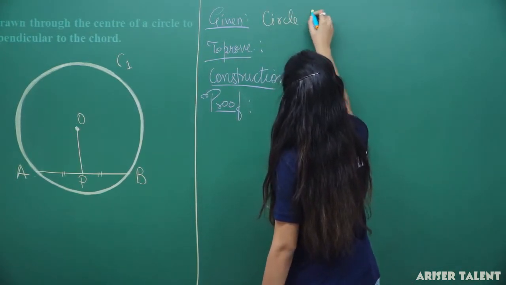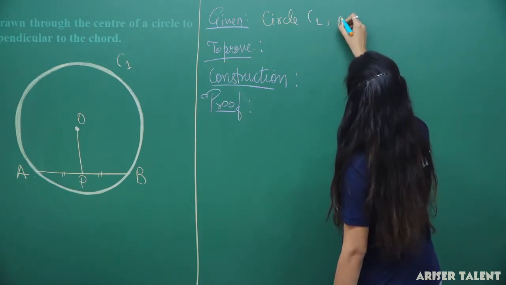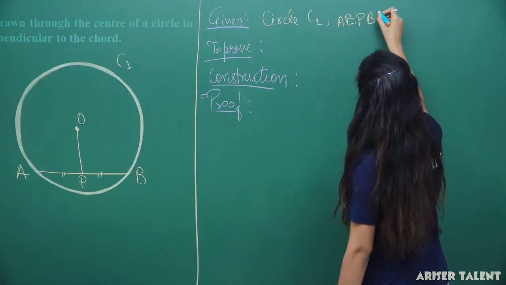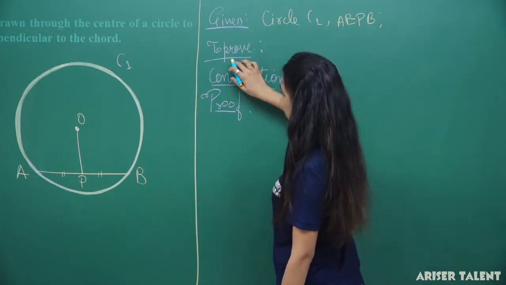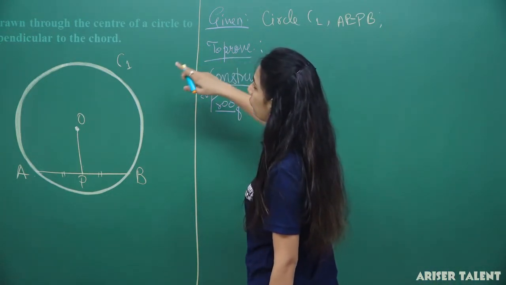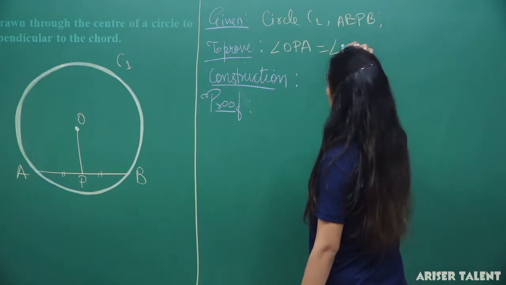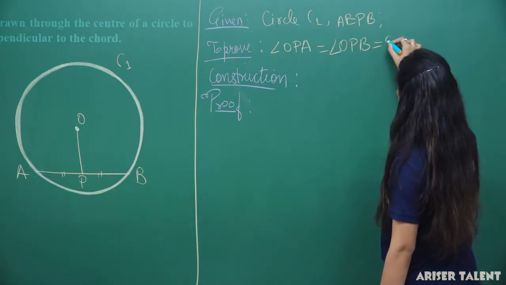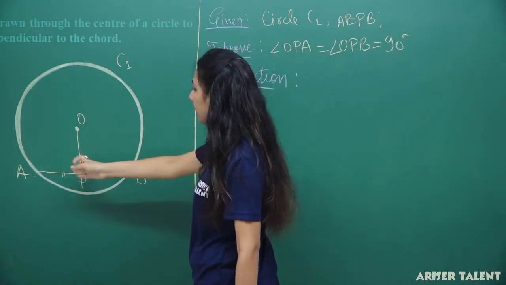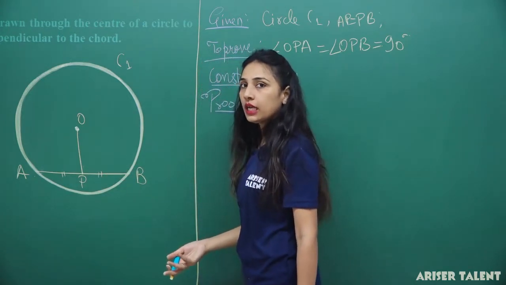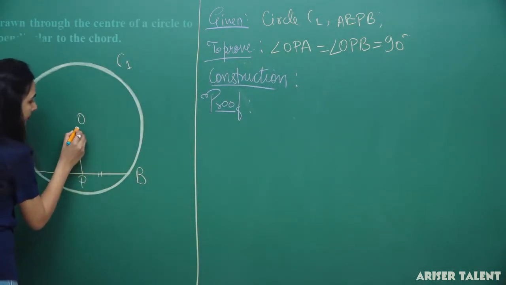Circle C1, the center O. AP equals PB, this is given. Now what we have to prove is that angle OPA equals angle OPB equals what? 90 degrees. It's perpendicular. If this line is perpendicular to AB, then these two angles will be 90 degrees.